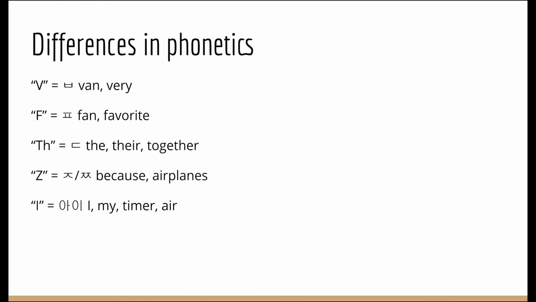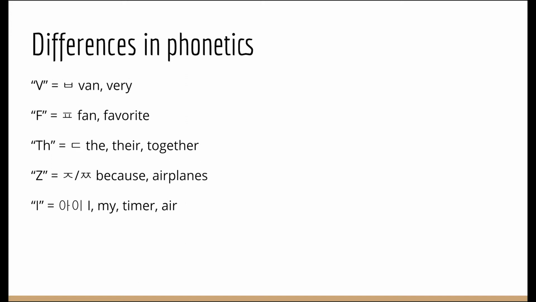The th sound doesn't exist, so the digit is used. The, there, together. Z's are pronounced with jiet or sangjiet because airplanes. In English, there are some vowel diphthongs that don't exist in Korean, like I. So native Korean speakers tend to separate those vowels out. I, my, time, or a. These are just simple examples of the differences in phonetics between the two languages.